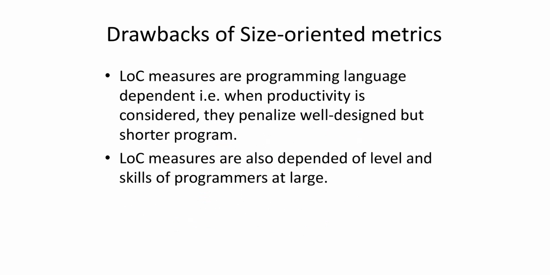So if you are a good programmer, you optimize the code, you will get a lower effort value and less cost to the company. So you will be penalized for that. Secondly, the LOC measures are also dependent on the level and skills of the programmer at large. So if somebody has poor programming skill, he will develop the same code in a larger number of LOCs, and somebody who is experienced and has a very good programming style will develop it in a shorter period and fewer lines of code. So it is actually dependent on the programmers.